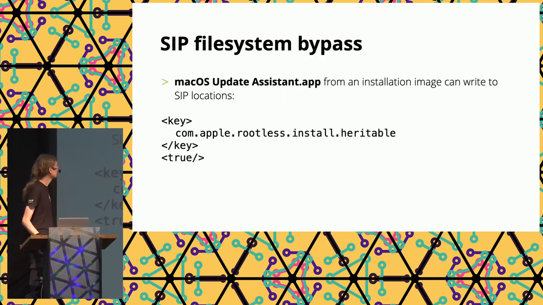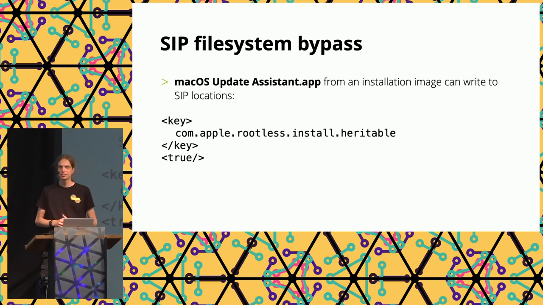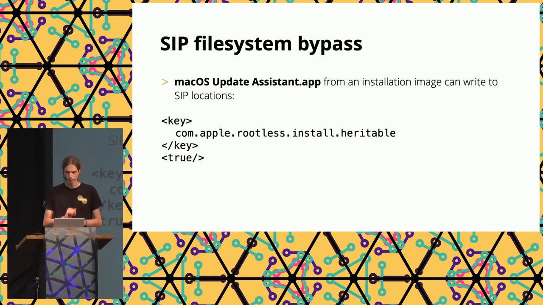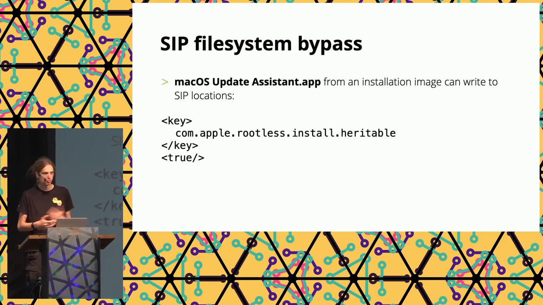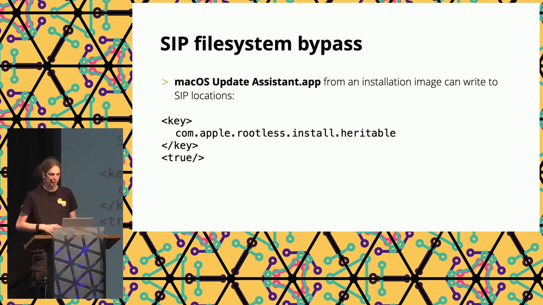And finally, we found an application, macOS Update Assistant. We found this in the beta installation disk image, and this has a very powerful entitlement. This basically means it can access every SIP-protected file, and it's also heritable, so any processes it spawns can also do that, which is easy for us because we can just spawn a shell. And this application can then be used to write to any SIP-protected location.